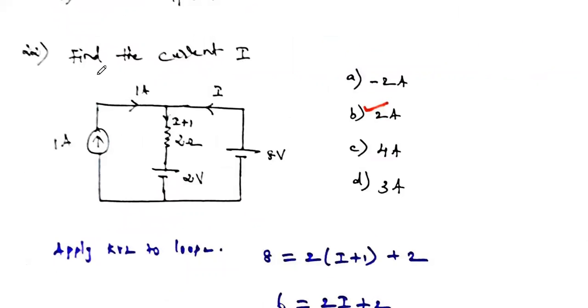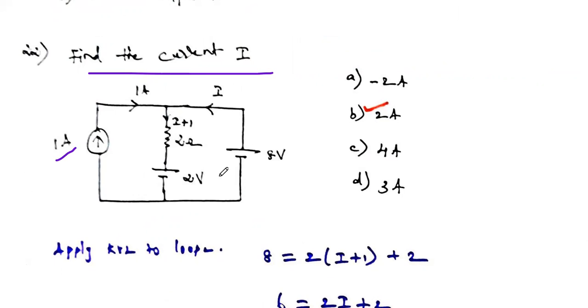In the next question, find the current I. This is the given circuit, and we have to find the value of the current I. This is the current I, the current supplied by this 8-volt battery. Check the circuit here. This is the 1 amp current source, this is the 2-volt battery, the 8-volt battery, and here one resistance is connected.